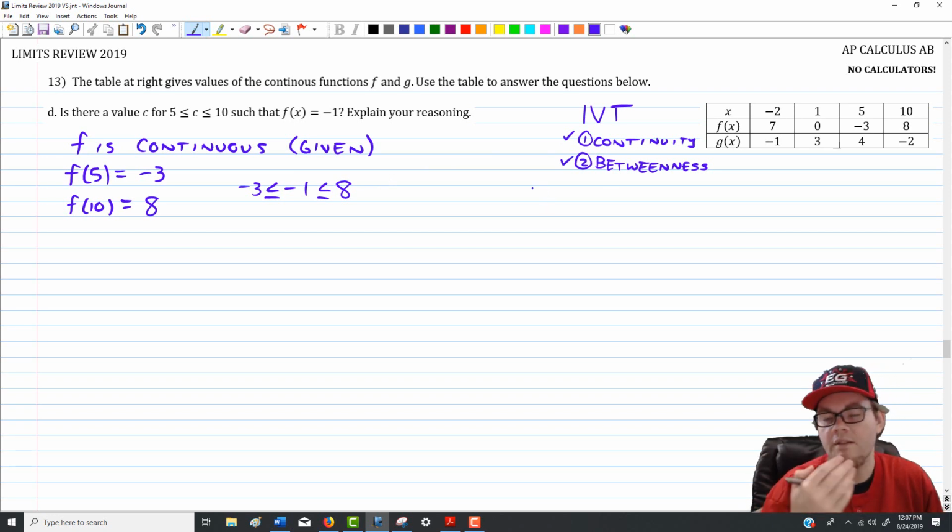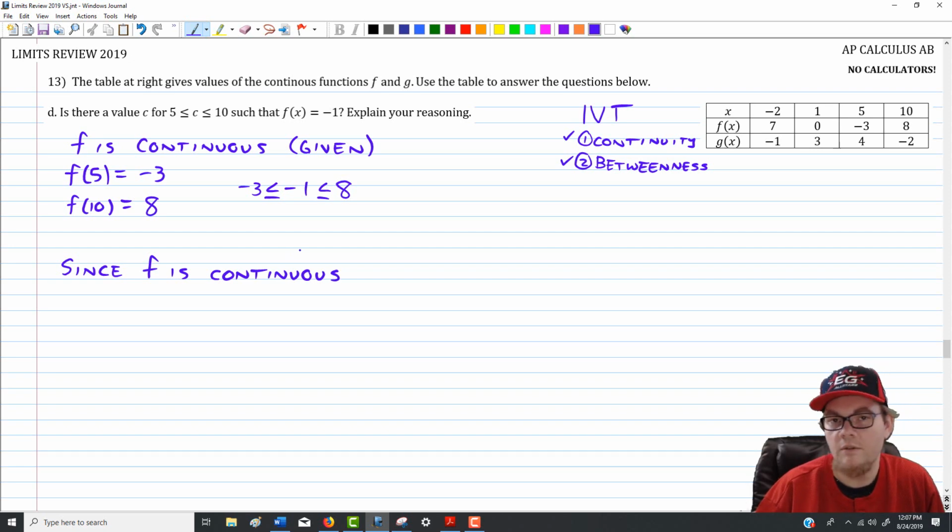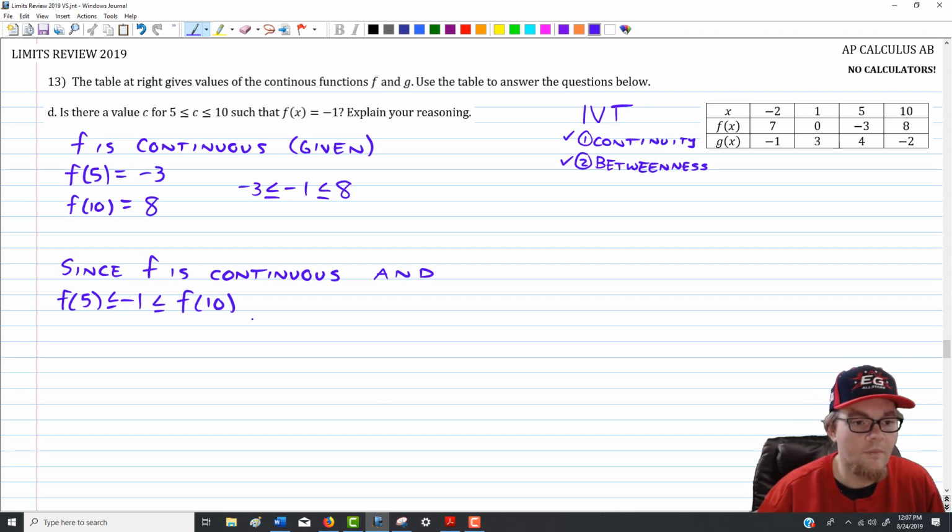All that's left at this point is to narrate the full invocation of the intermediate value theorem. So in this case, I'll say it this way. Since f is continuous, and we don't have to specify the interval here because it's continuous everywhere. So they say it has to be continuous on any given closed interval. So since f is continuous and f of 5 is less than or equal to -1 is less than or equal to f of 10, thereby establishing the betweenness of that value we're looking for, -1, and the two y values of the endpoints.